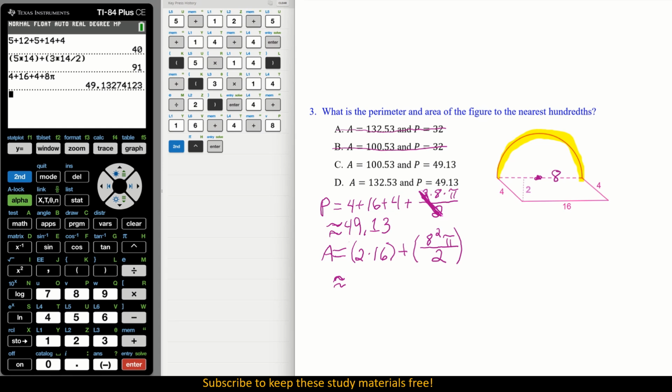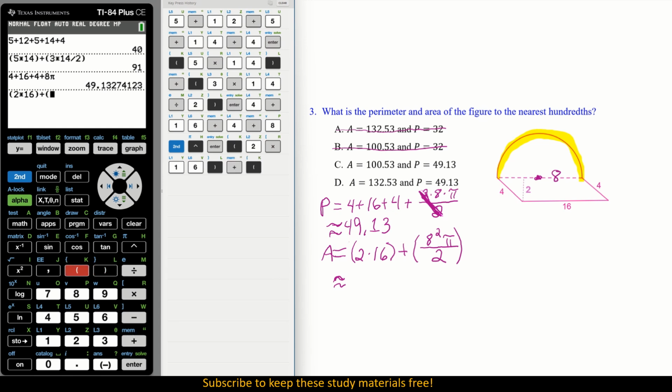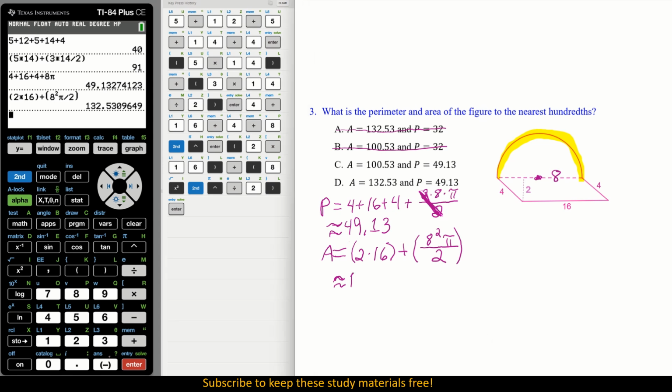All right, so let's go ahead and put that in the calculator as we see it. So I have 2 times 16, close my parentheses, add, and then parentheses, and I have 8 squared, carry it up, pi, divide by 2, close my parentheses, enter, and there you go. It will be the 132.53, which gives us option A. Okay. All right. Great. All right. We can move on.